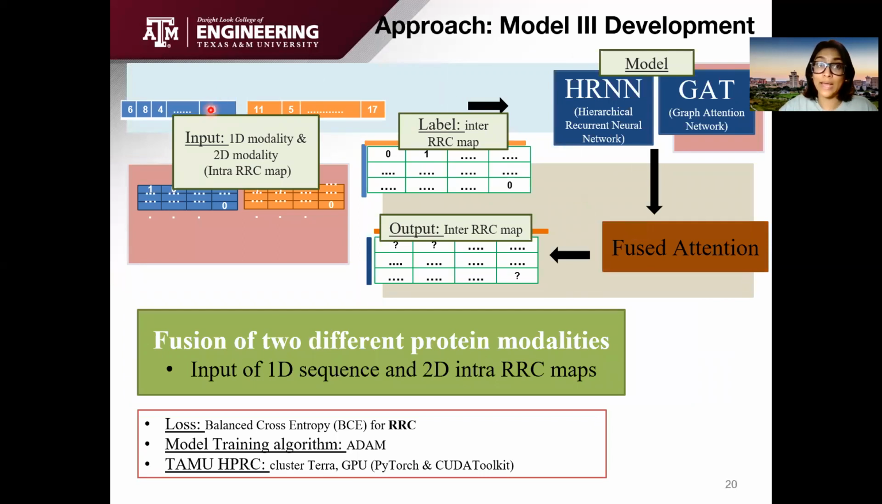If we recall, other than the 1D modality, we also have 2D modality structure available for proteins, which was the intra-RRC map. In model 3, we have fused these two modalities. As input, now we are taking both the 1D modality sequence and the 2D modality intra-RRC map. The label is inter-RRC map. We are using HRNN to embed the sequence. GAT, or graph attention network, another very latest technique of machine learning, has been used to embed the graph. Now the attention is fused because two different modalities have been fused, and the output is the inter-RRC map, which is what we are trying to predict.